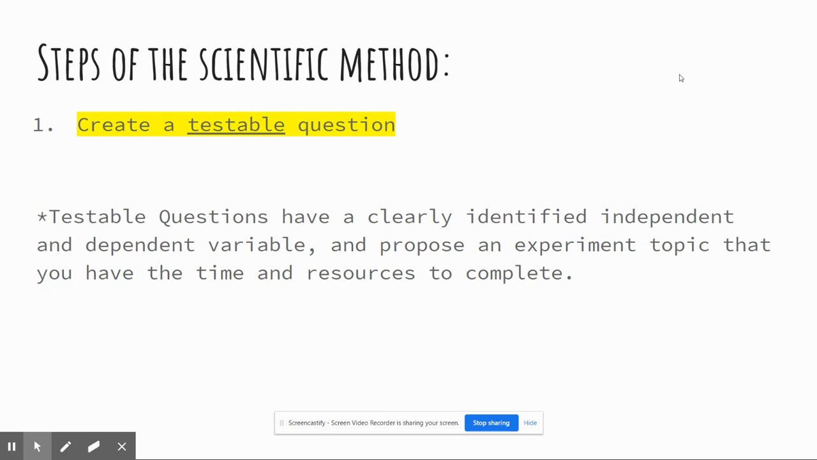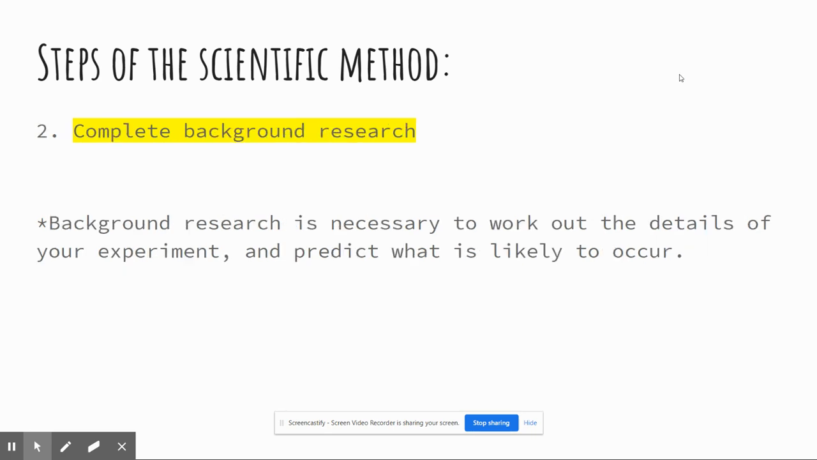So once you have the question that you're trying to answer, now you have to do some background research. You need to figure out what materials you might need to do this experiment, what type of knowledge you have to understand how it's working or why it's not working. So you do some research or you gather some information about the topic.